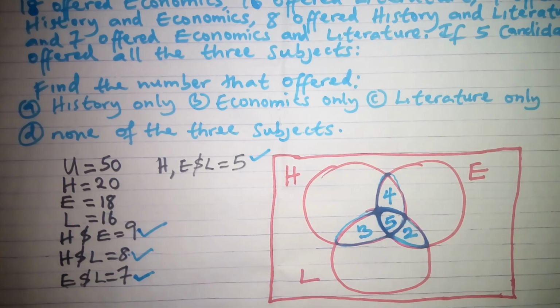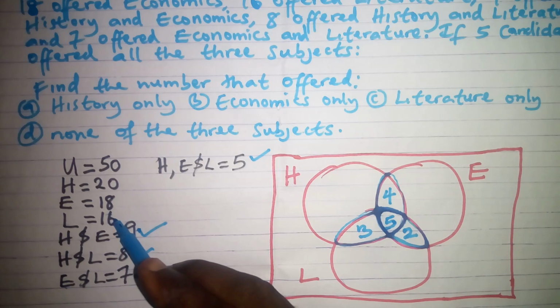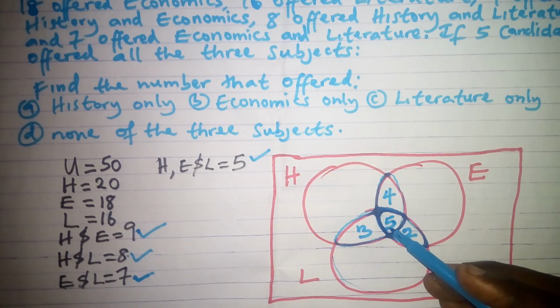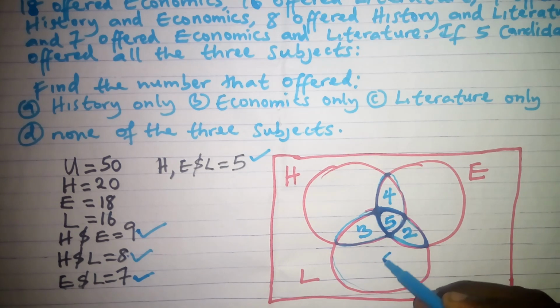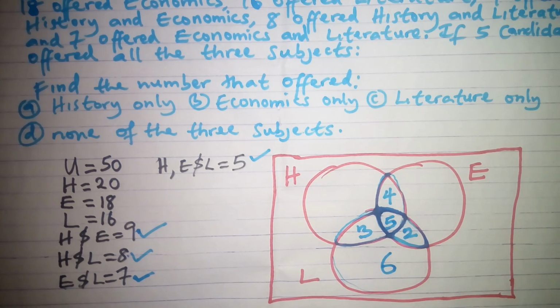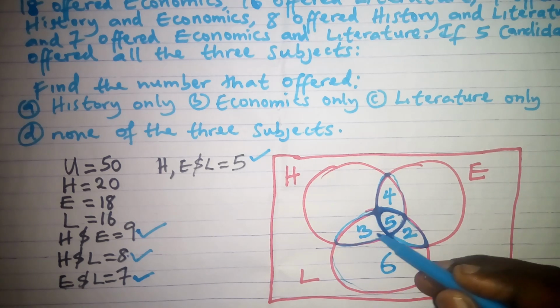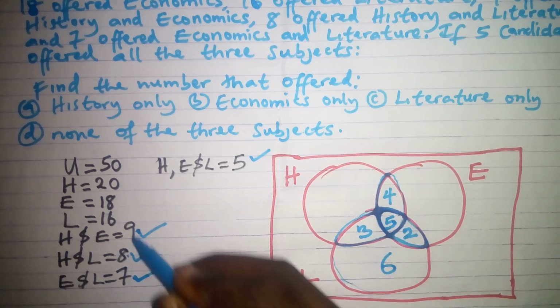Then let's go to literature only. This is the circle for literature only, and it should be 16, like what they wrote here. I already have 3 plus 5, 8. 8 plus 2, that's 10. So it's remaining 6 to make it 16. So it's already 16 now. 3 plus 5, 8, plus 2, 10, plus this 6 is now 16.